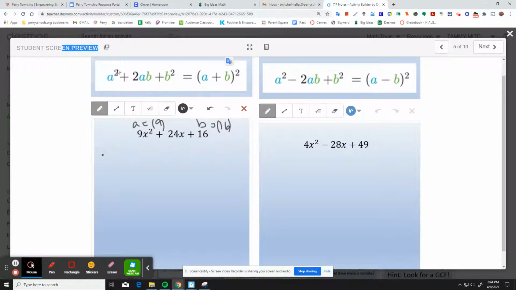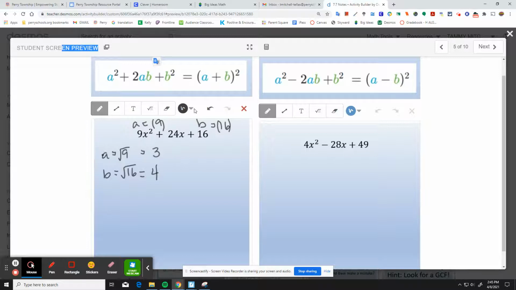But if you look up here, it says the square of A. So if my A is 9, to get it, I want to take the square root of it. Same thing with B. So I end up getting 3 for A and 4 for B. So I could check this. I could put A and B back into my middle term here. So 2 times 3, that's 6, and then 6 times 4, that's 24, and that matches with my middle term. So I know that these two things that I found are A and B.